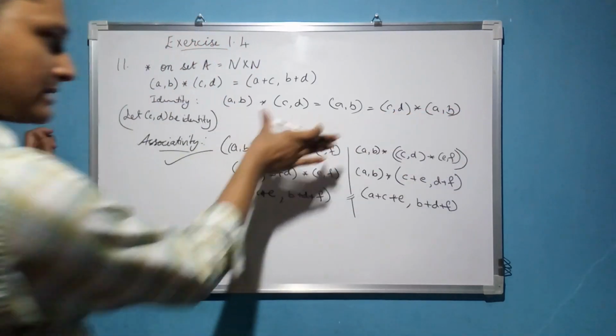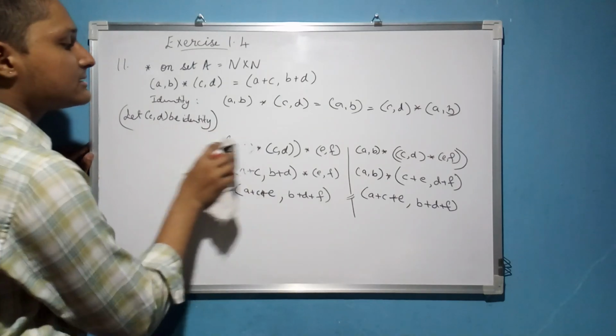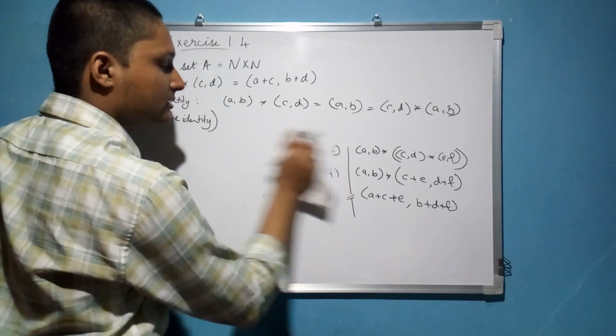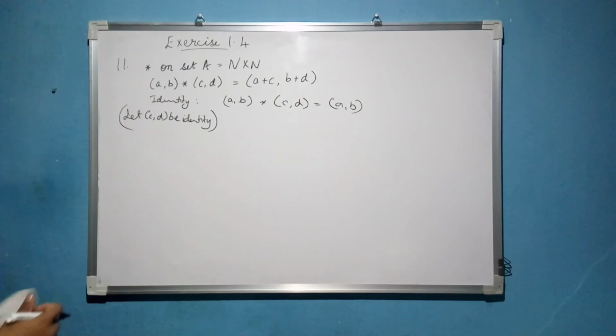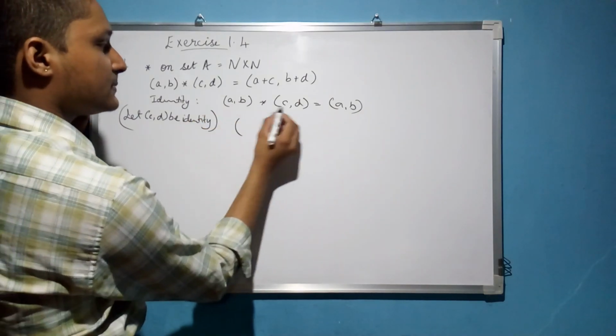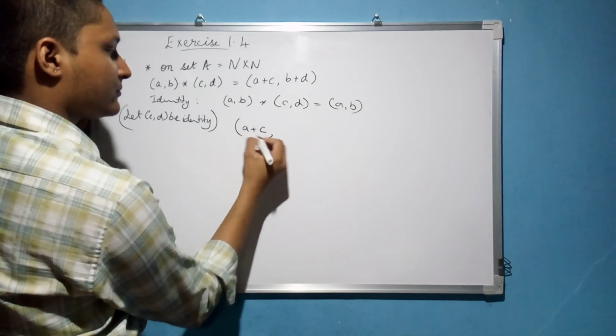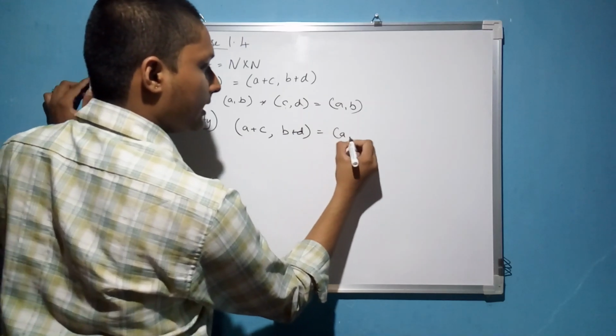I'll just rule this out because the operation is commutative, so both conditions sum up to the same condition, so I can just rub off this part also. Now we have this condition. Here you have a, the first plus first, a plus c, second plus second, that is b plus d, that is equal to (a, b).